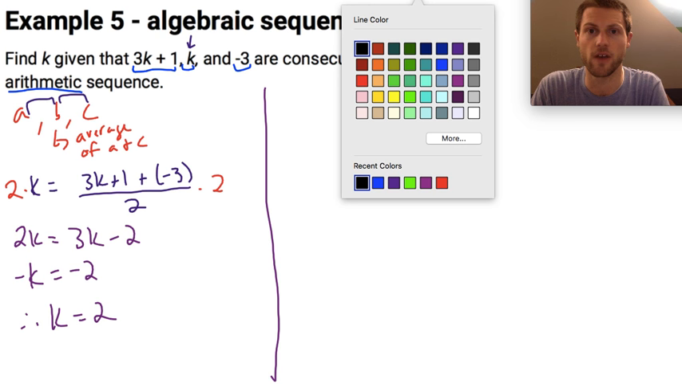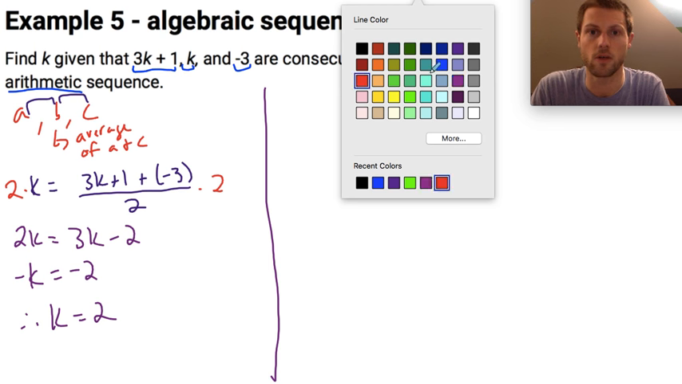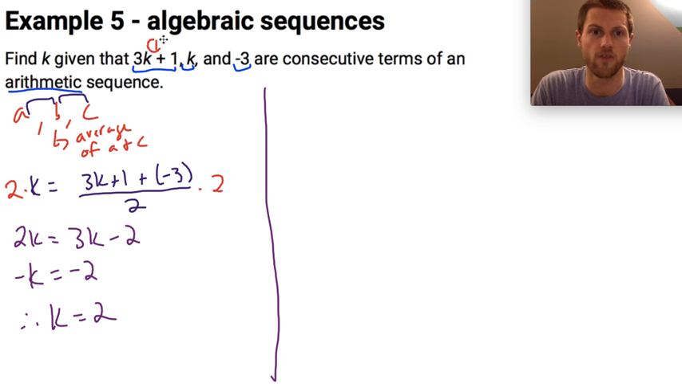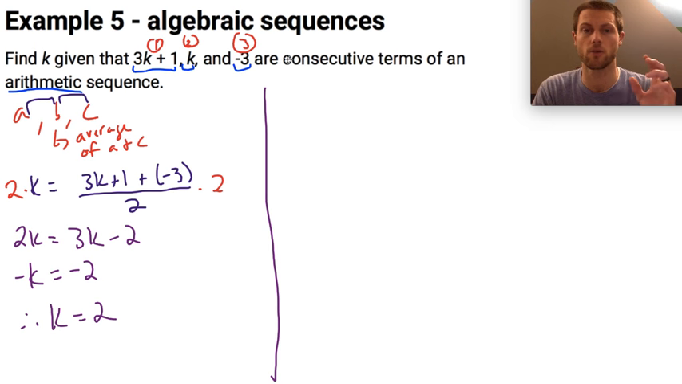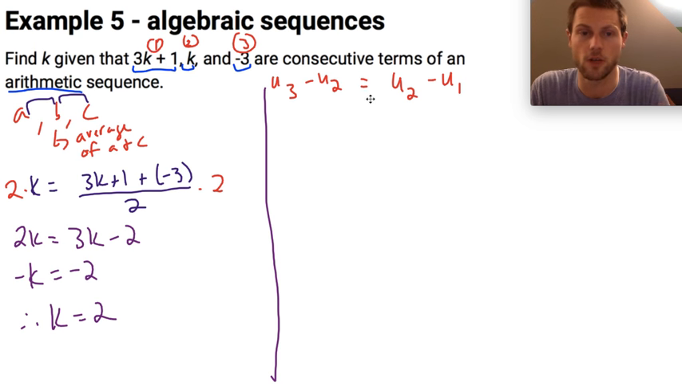So if I consider, let me actually get rid of this arrow here, the order of these terms, let's say this is the first term, this is the second, and this is the third. Again, I don't know that these are the first, second, and third, but let's just pretend they are. If I take the third term, u sub 3, minus u sub 2, that should equal the difference u sub 2 minus u sub 1. So if I take the difference of this minus this, it should equal the difference of this minus this. And we can actually solve for k that way.